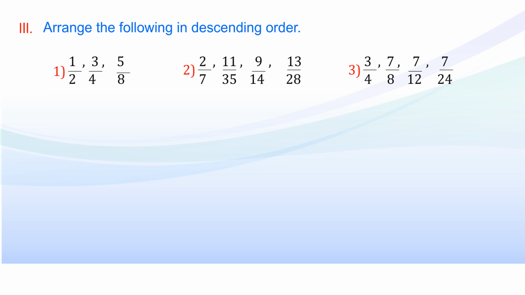Roman number 3. Arrange the following in descending order. 1. 1 by 2, 3 by 4, 5 by 8. 2. 2 by 7, 11 by 35, 9 by 14, 13 by 28. 3. 3 by 4, 7 by 8, 7 by 12, 7 by 24.